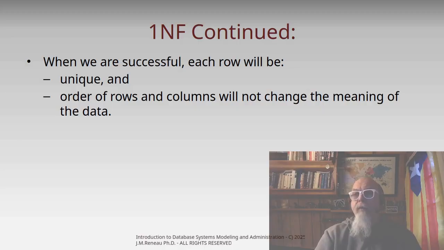And if we can get each row with a unique identifier, and each row is unique, and the order of the rows and columns doesn't mess up the data in any way, then we're in a good, solid first normal form. We can get the data into a database. Again, lots of redundant data, hard to maintain, certainly not optimal, but we can then start talking about moving into second and third normal.